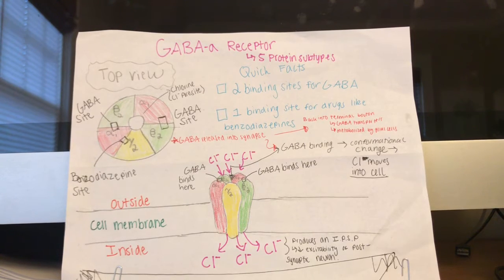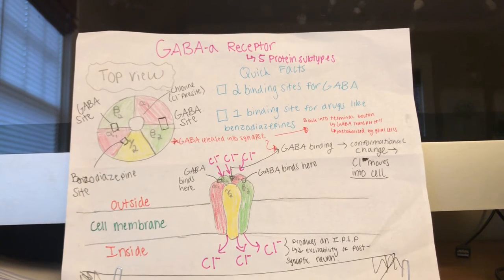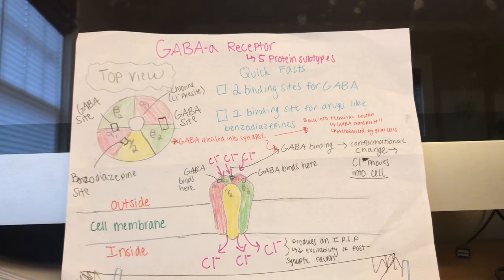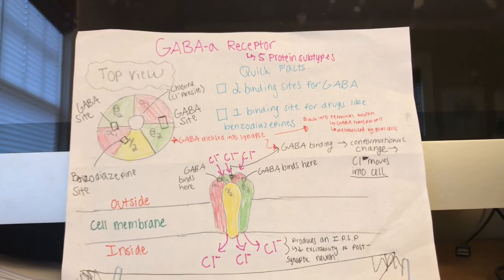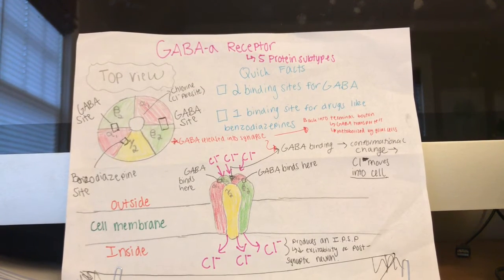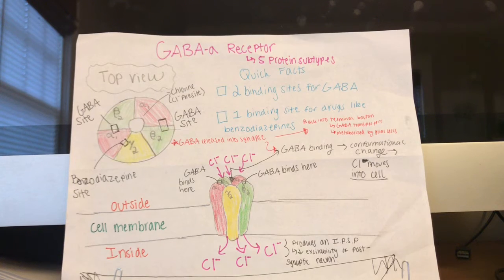These receptors are located in the cortex and the limbic system. Activation of this receptor slows brain activity in areas involved in anxiety and panic. This receptor is made up of 5 protein subtypes, and there are 2 binding sites for GABA and 1 binding site for drugs like benzodiazepines.